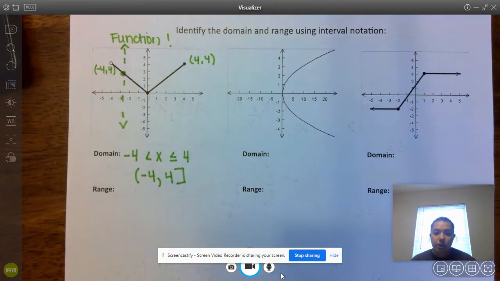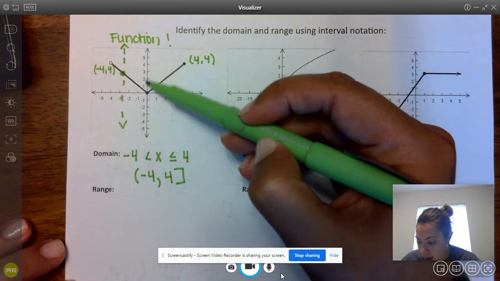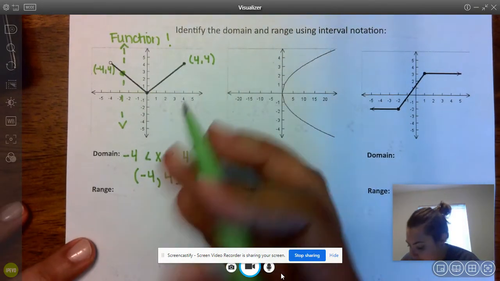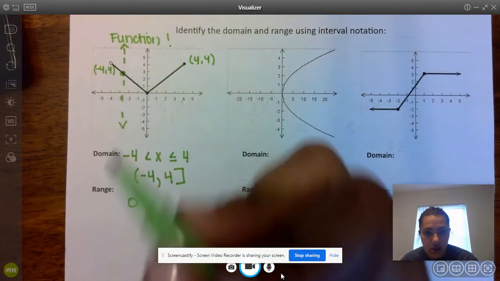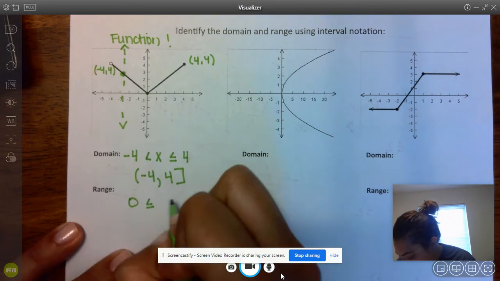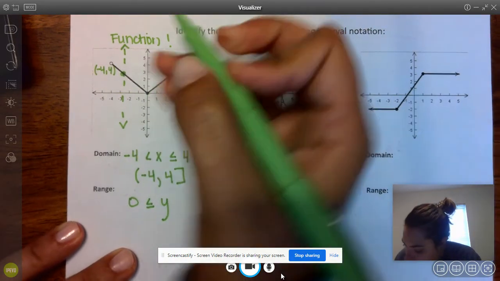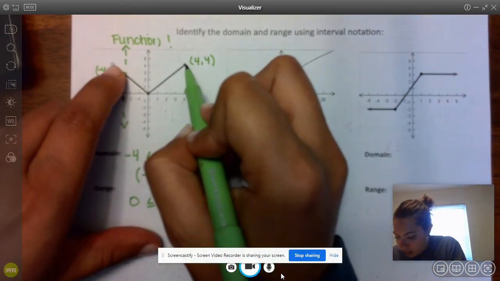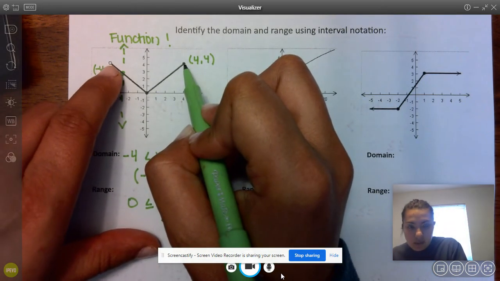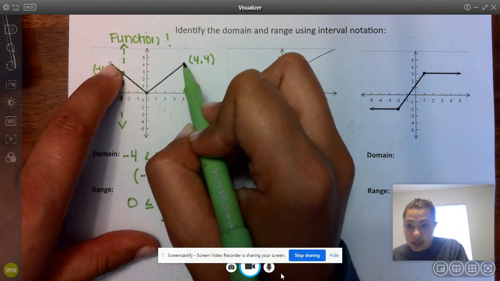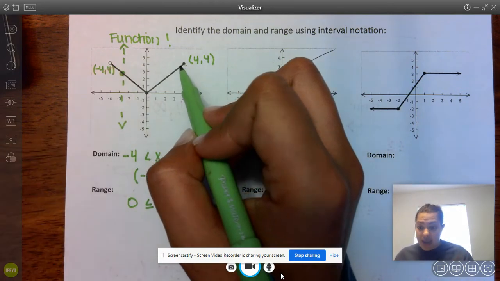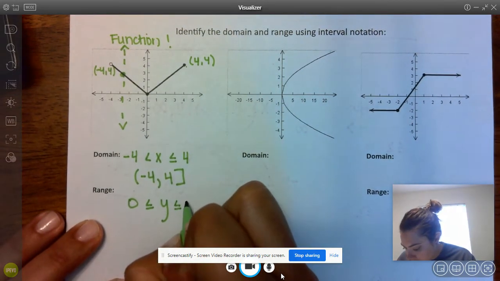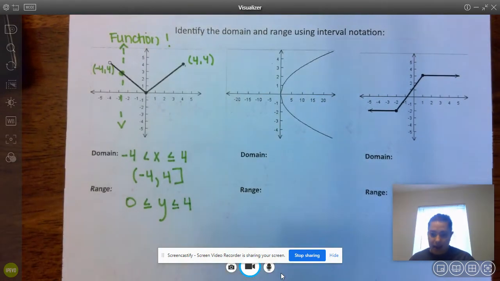Now range is very, very similar, except remember in range, we read from bottom up. So it looks like we're starting here at 0. Because 0 has this closed circle, 0 is less than or equal to y. And as we head up, notice both of our highest y values are 4. Now, this one has an open circle, meaning you can't actually have y as 4 over here. But because this is a closed circle, you can. So we would still use the less than or equal to again and put that +4.